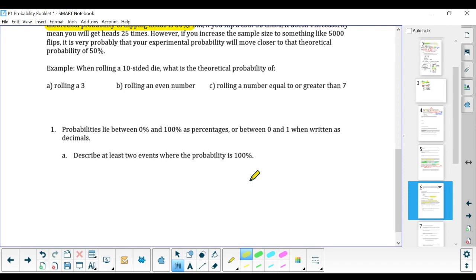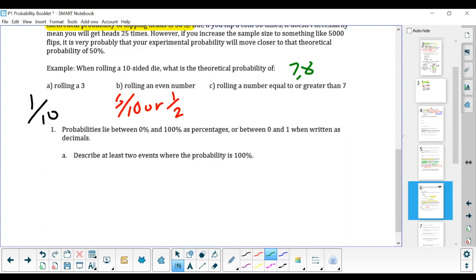What is the theoretical probability of rolling a 3? If we take a look at a 10-sided die, we only have one chance of getting a 3 out of 10. So that means our probability is 1 out of 10. If we look at an even number, there are 5 even numbers on a 10-sided die. So we're looking at 5 out of 10, or when we simplify it, 1 over 2. Next, rolling a number equal to or greater than 7, that means we're looking at 4 possibilities: 7, 8, 9, or 10. So that means we're looking at 4 out of 10, or 2 over 5.